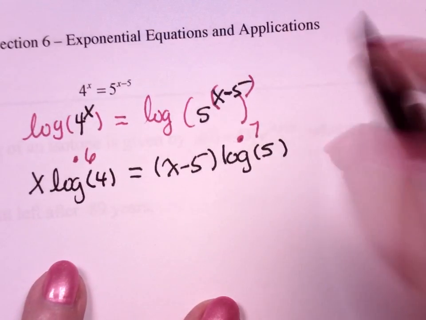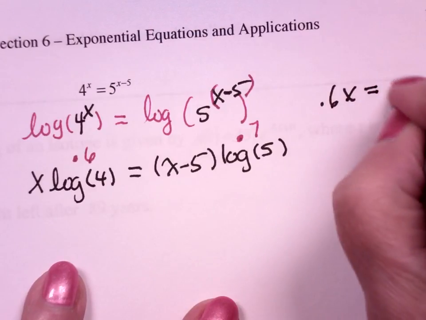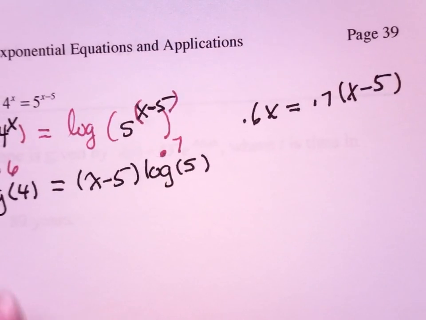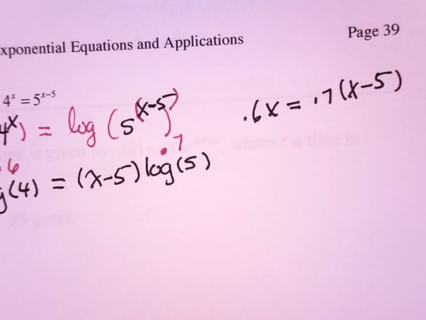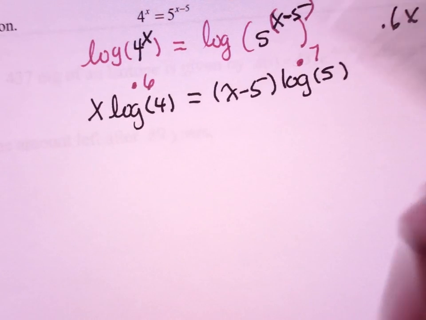So in other words, I'd be looking at this: 0.6x equals 0.7 times (x minus 5). That's going to make your life a lot easier. If you want to kick it out to more decimal places, you can. When you have an ugly problem, sometimes that's what you need to do. However, I'm going to work it through.